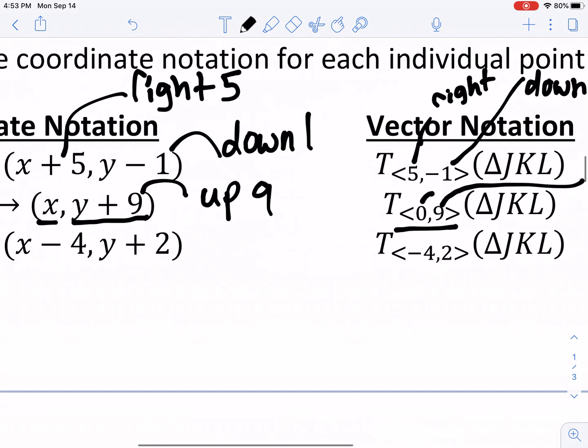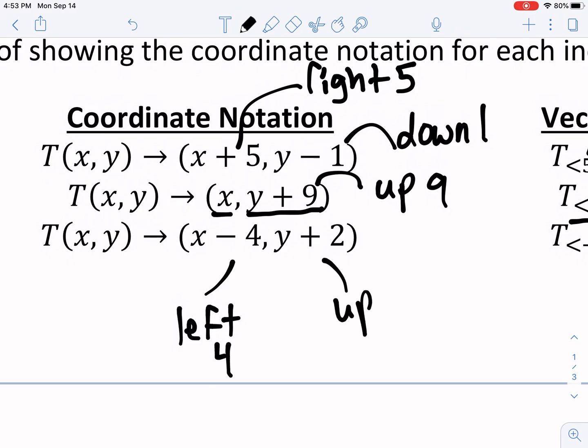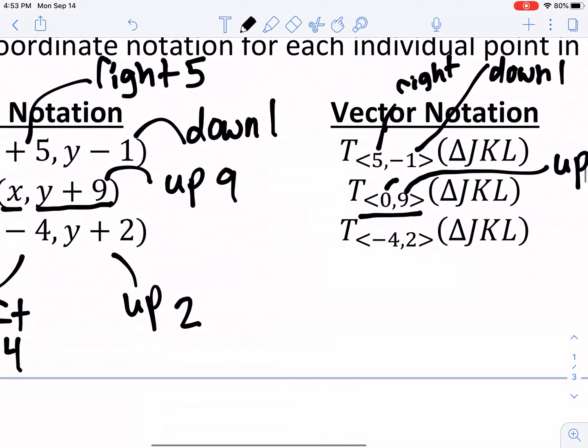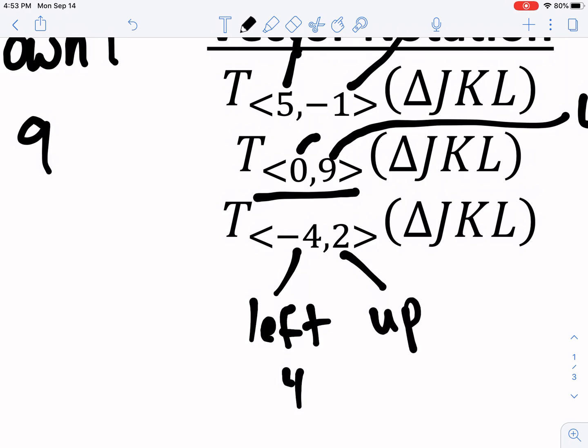Okay. Then, going back to this example here, if I have a minus 4 for my X, that's the opposite sign. Now, if I have a minus 4, what do you think that is? Left 4, and then a plus 2 for my Y would be up 2. Okay, so left 4, up 2. In vector notation, we use a negative to indicate that we're going to the left, so this would be left 4 because it's negative, and then since the Y coordinate is positive, that would be up 2.